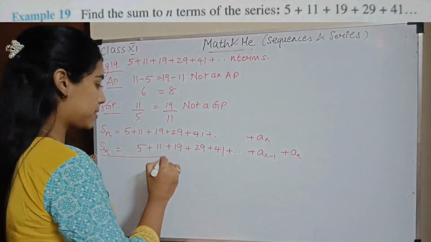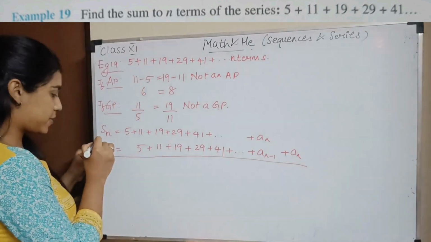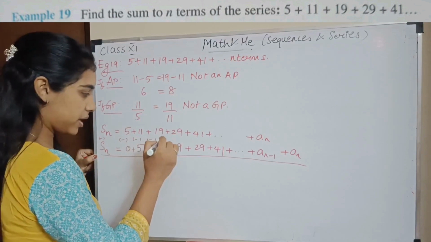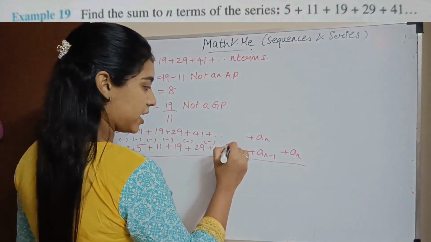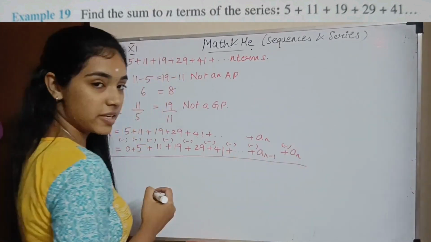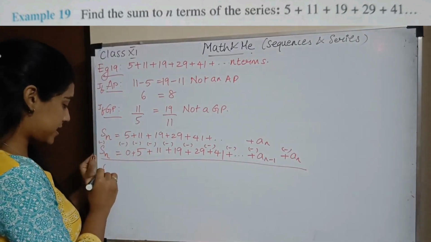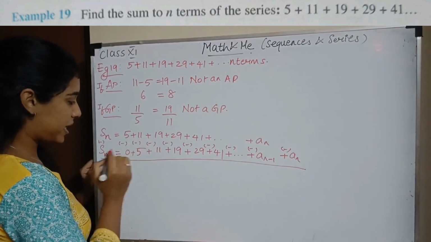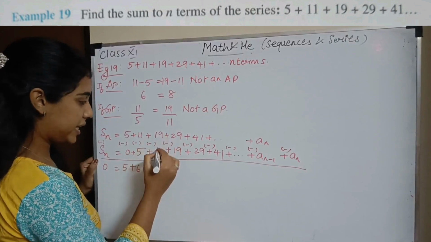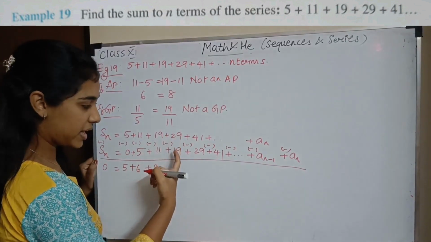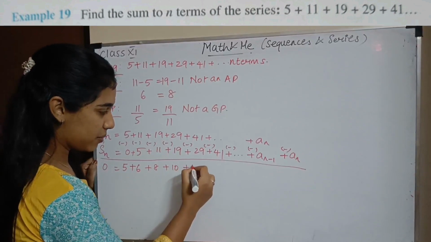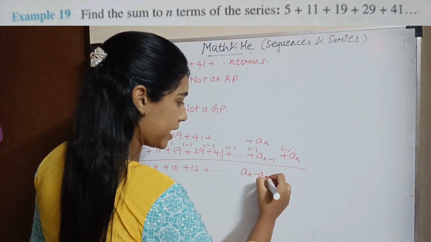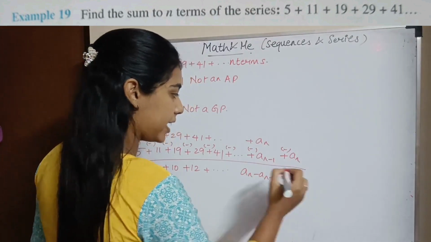Okay. Now I'm going to subtract the two series. So this becomes a minus. I have 0 here. 0 plus. So this is a minus, minus, minus, minus. You have to change the sign everywhere. So it becomes a minus here also. So what do I have? Sn minus Sn is 0 equals 5 minus 0, 5. 11 minus 5 is plus 6. 19 minus 11 is plus 8. 29 minus 19 is plus 10. Plus 12 and so on. And I have An minus 1 minus An.